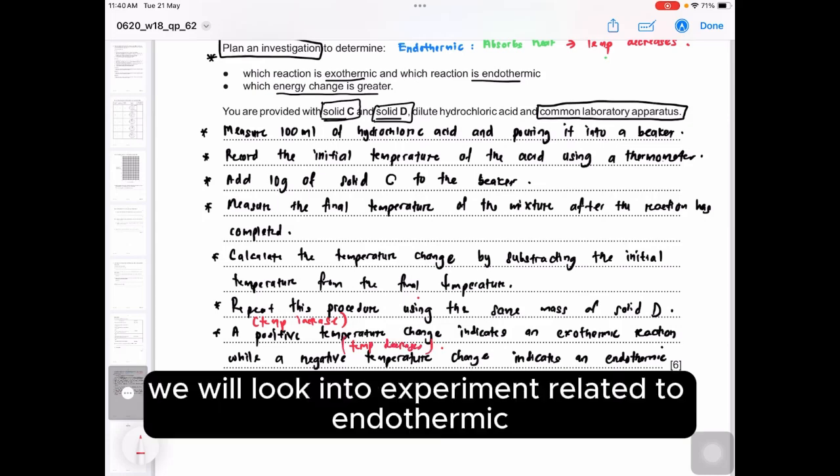So now we will look into an experiment related to endothermic and exothermic.